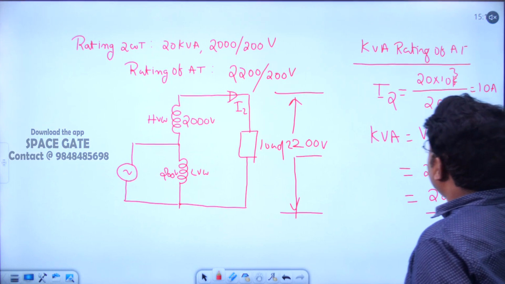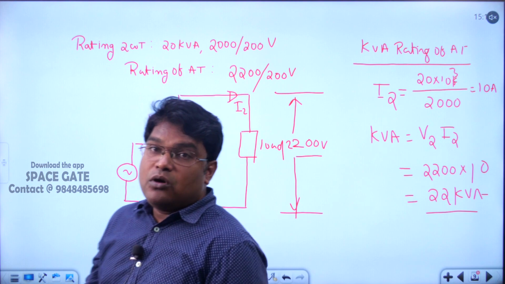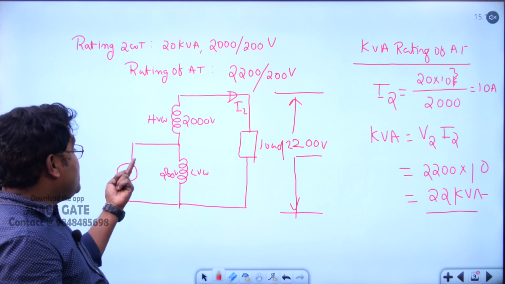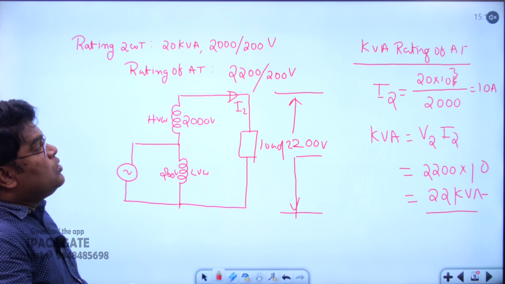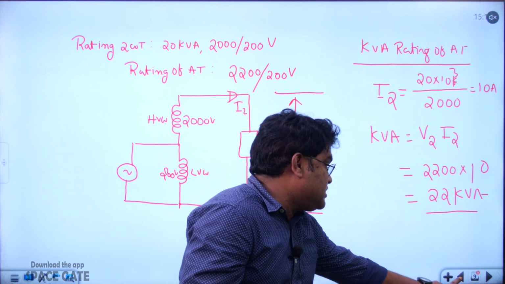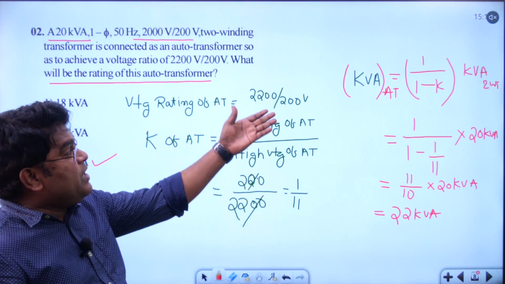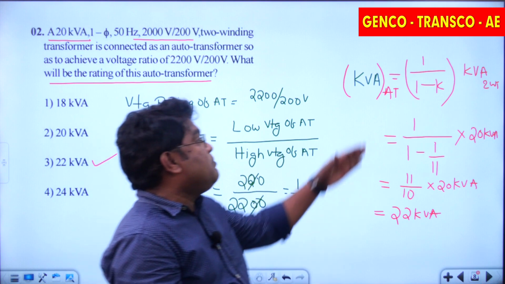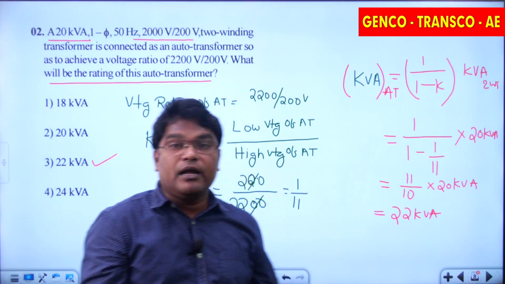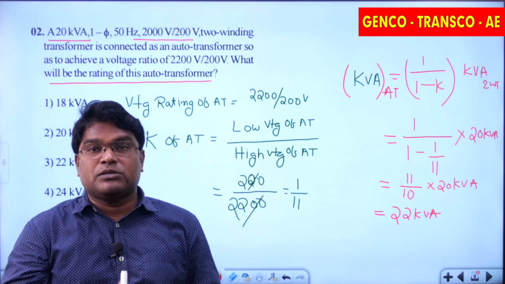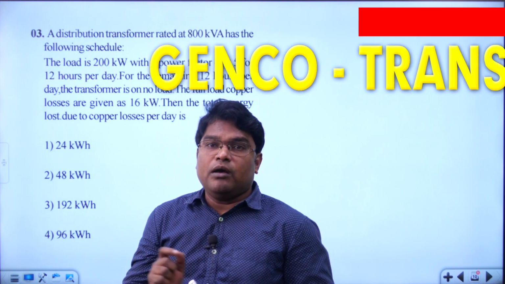So this is one method to answer the question. The other way, we can also find it by using the input current. We can use these ratios also. The kVA rating of the auto transformer is equal to 1 by (1 minus k) times the kVA rating of the two winding transformer.